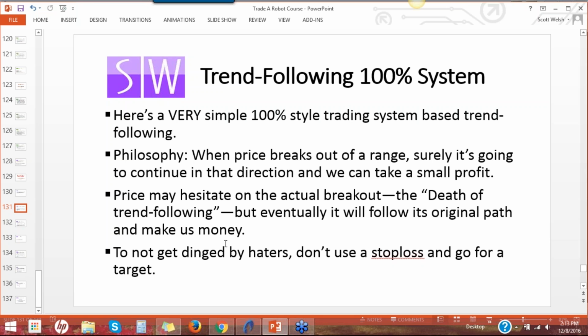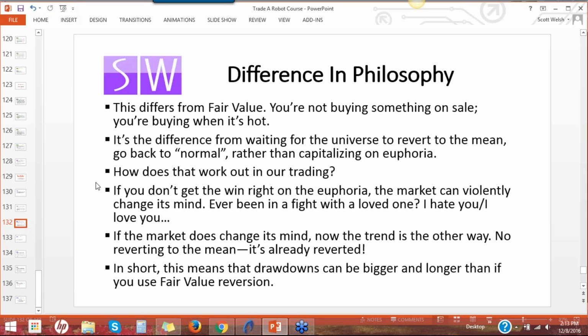Okay. To get around all this little discussion, or not get dinged by haters, little colloquial language, don't use a stop loss and go for the target. So we have a philosophy. When price breaks out, something's going to happen. We won't use a stop loss so we can get our profit. Does that make sense? Hopefully it does.